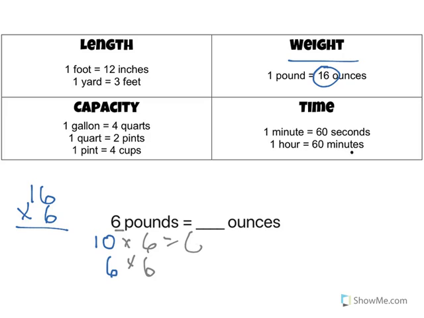10 times 6 would make 60. 6 times 6 would make 36. If I add these together, that gives me 96. That means in 6 pounds, there are 96 ounces.